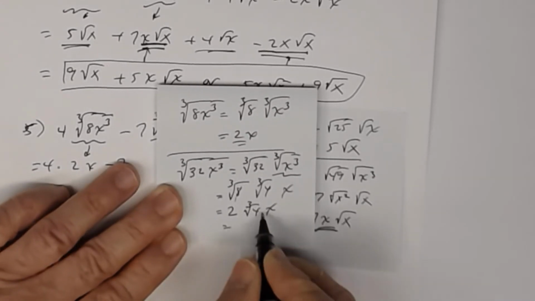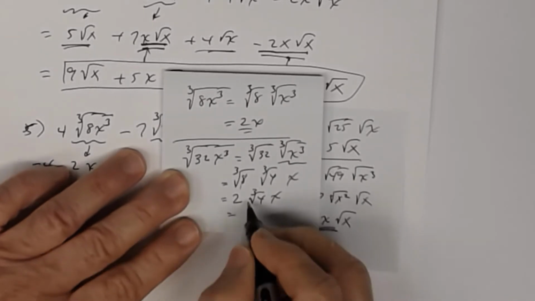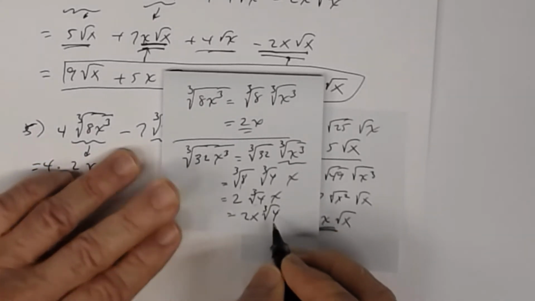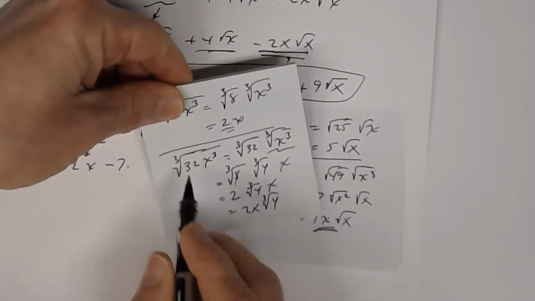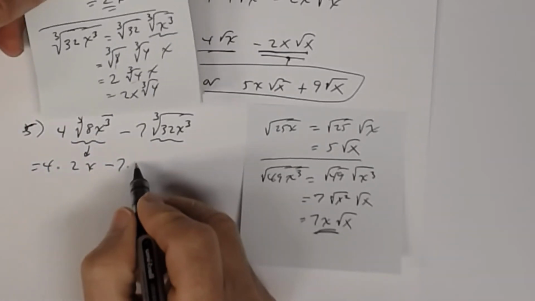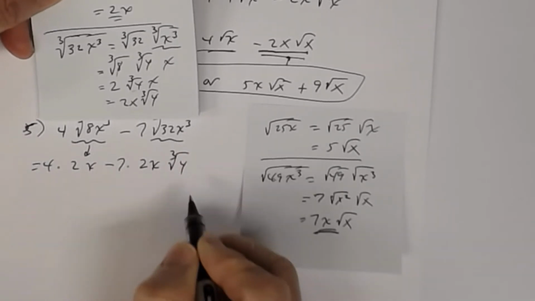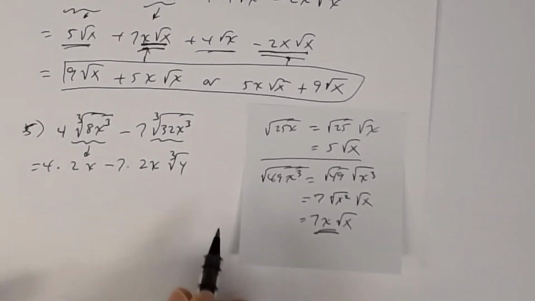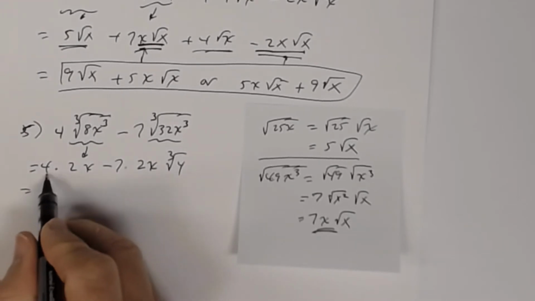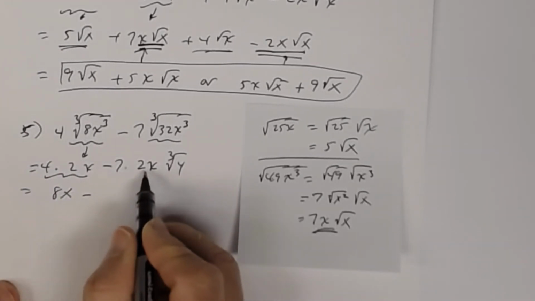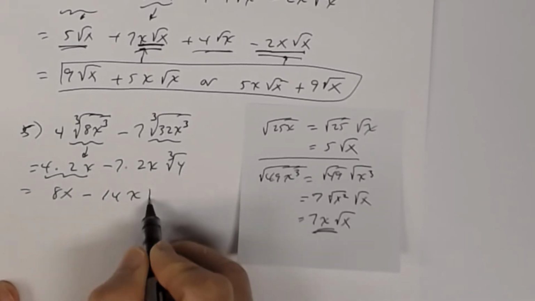And I'm going to rewrite this where I put the cube root at the end. So I'm going to write this as 2x cube root of 4. So this right here becomes 7 times 2x cube root of 4. Okay? And now this becomes 4 times 2x is 8x, minus 7 times 2 is 14x cube root of 4.